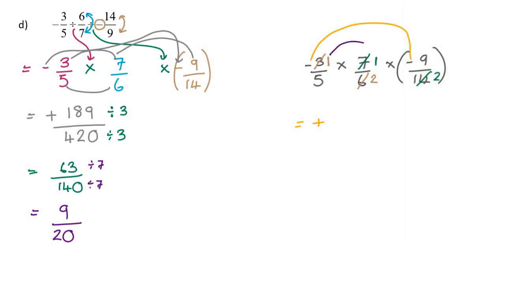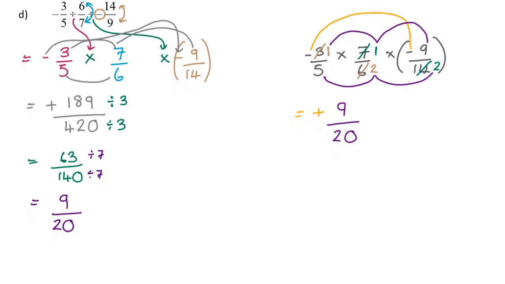So I get 1 times 9. Don't forget that I'd already multiplied the signs together, so I don't have to worry about them. 1 times 9 is 9. And at the bottom, 5 times 2 is 10. Times 2 is 20. And so I get the same answer. So again, probably a bit easier to cross-cancel in that one.